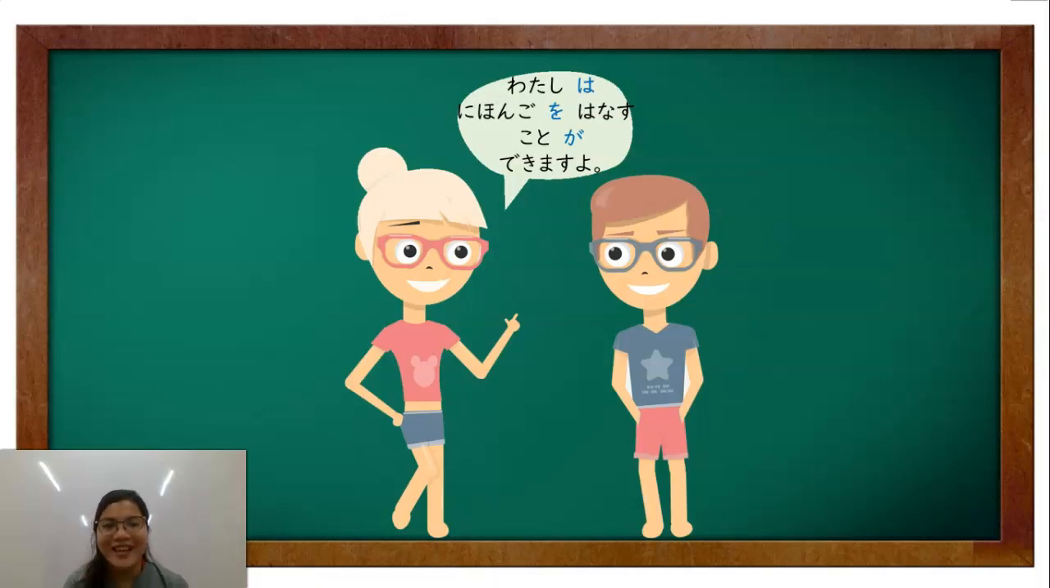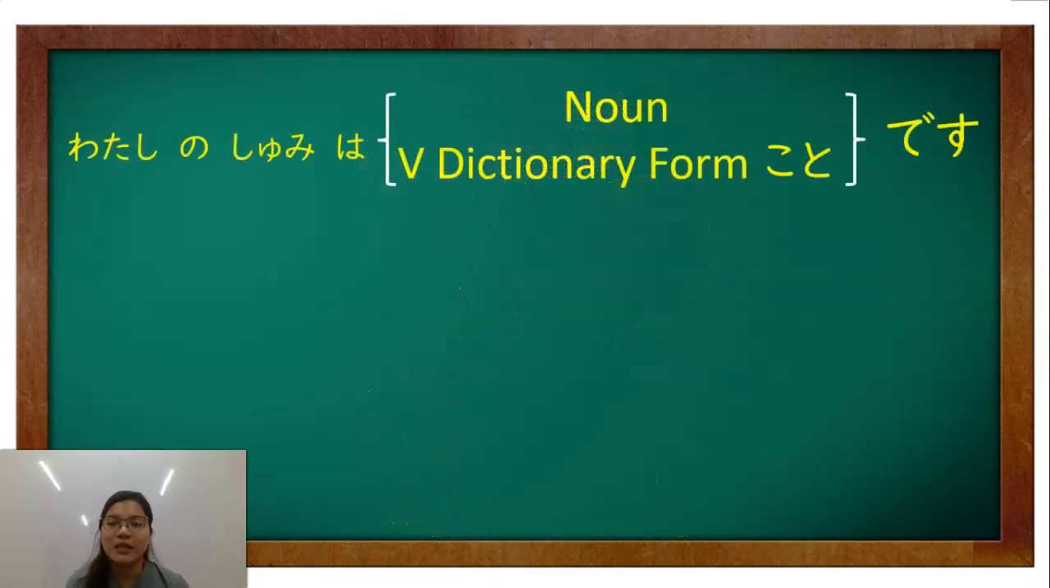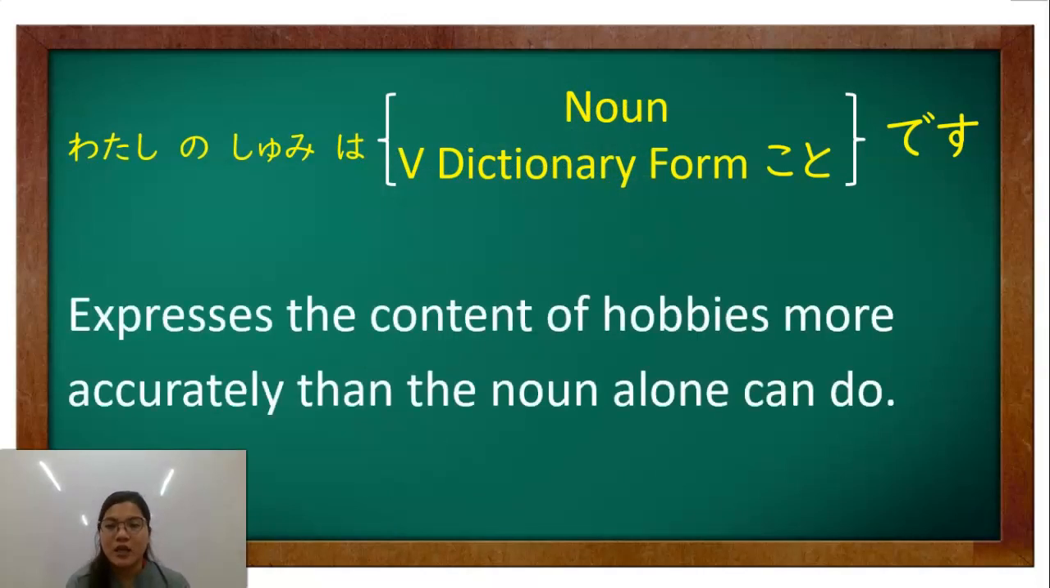Okay? Next sentence pattern is watashi no shumi, then noun or dictionary form koto desu. So, this sentence pattern expresses the content of hobbies more accurately than the noun alone can do. Okay, so shumi is actually hobby. So this is to express your hobbies, which either it is a noun or a verb.